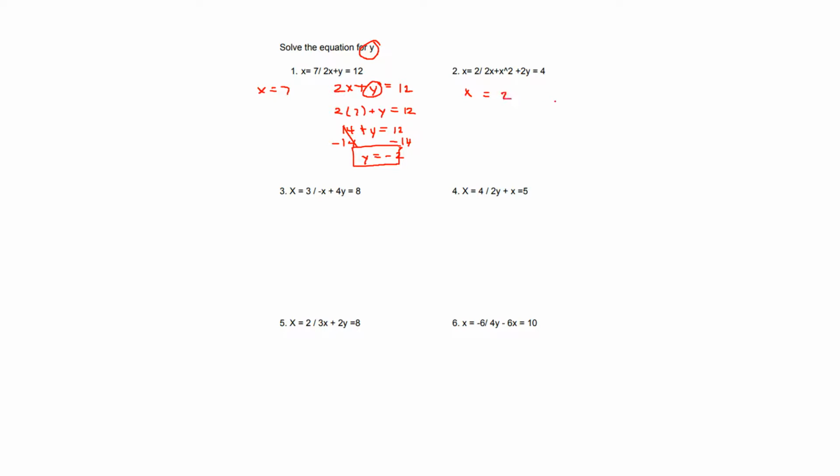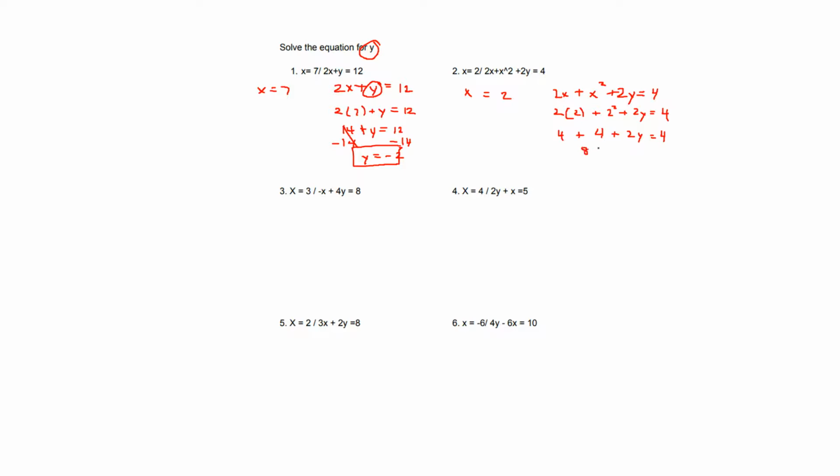We have x equals 2, and we have an equation of 2x plus x squared plus 2y equals 4. So if we're trying to solve for y, we have to get rid of this x. We get rid of this variable by plugging in 2. So it becomes 2 times 2 plus 2 squared plus 2y equals 4. 2 times 2 is also 4, and 2 squared is also 4. So 4 plus 4 plus 2y equals 4.